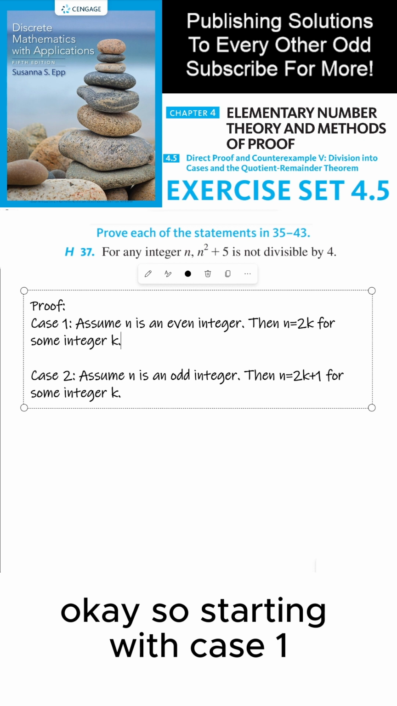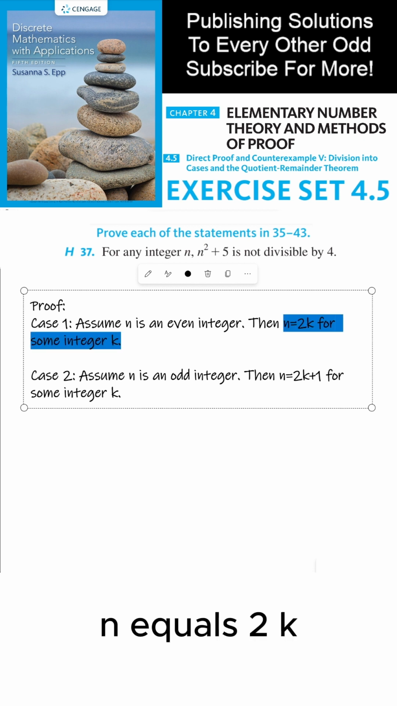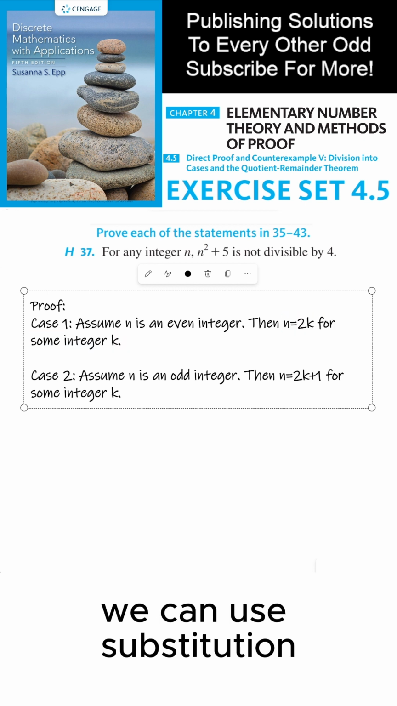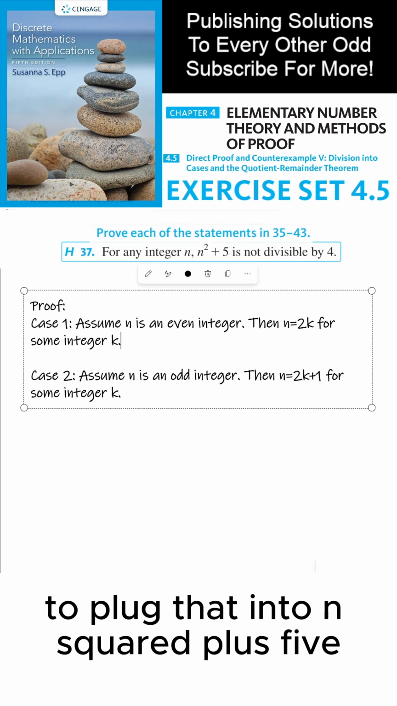Okay, so starting with case 1, n equals 2k, we can use substitution to plug that into n squared plus 5.